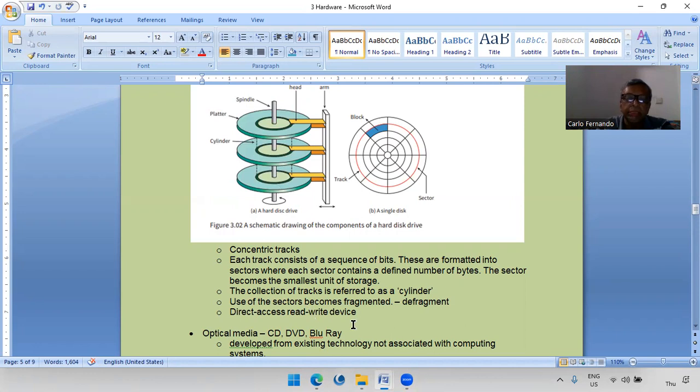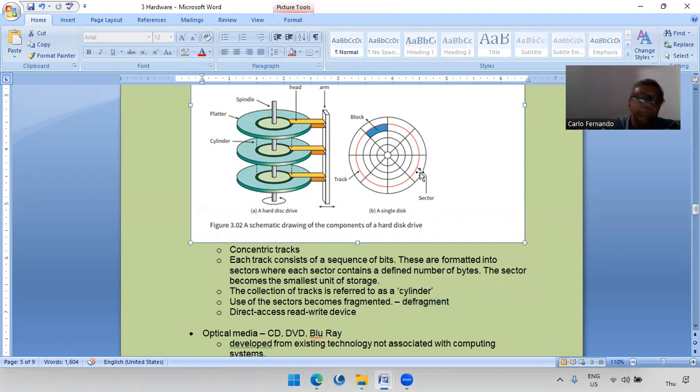The use of the sectors becomes fragmented. So where these sectors are saved, the files can get fragmented, meaning one piece here, another piece there, another one there, one part of the file is there. So the read-write head has to go up and down, up and down, up and down. It becomes slow. So in order to make it fast, there is a program called defragment. Defragment: get all the fragments, the pieces, and put them together. Then again, just one revolution is enough to read that whole file.